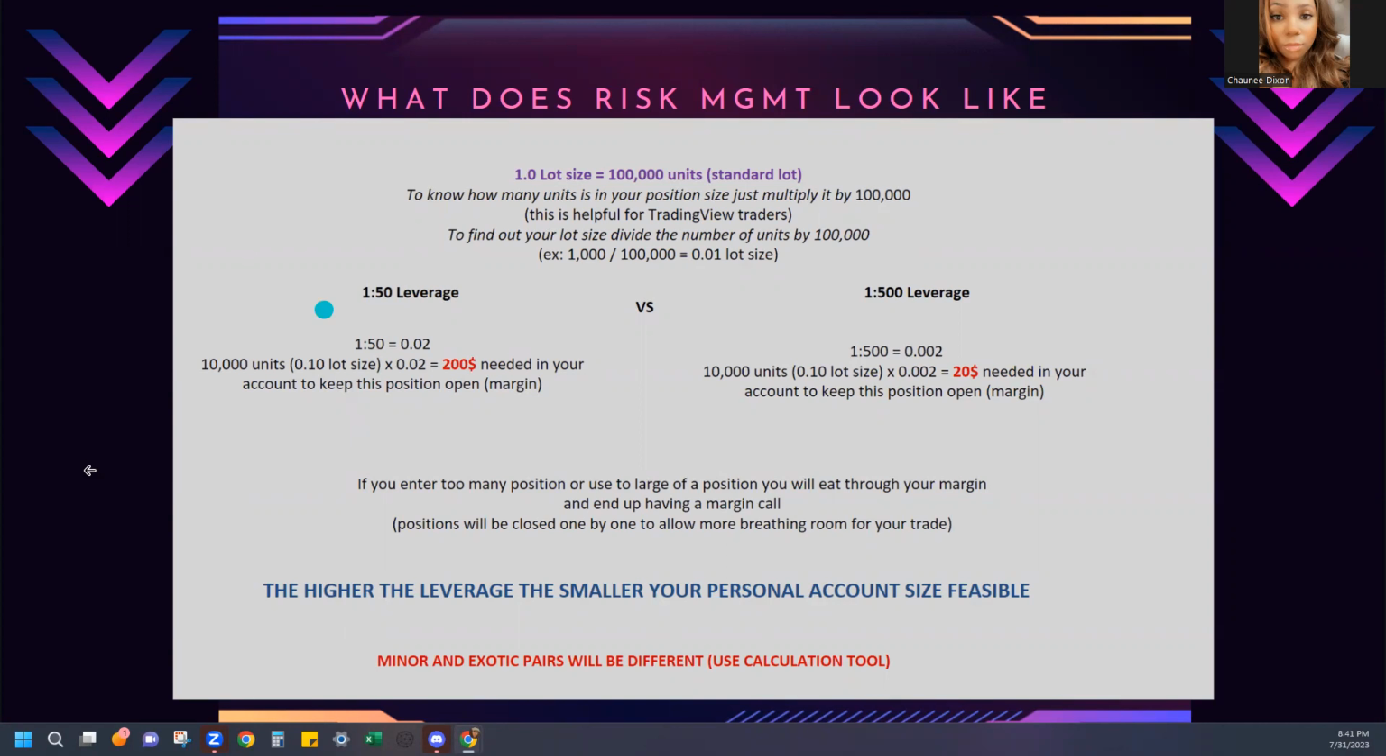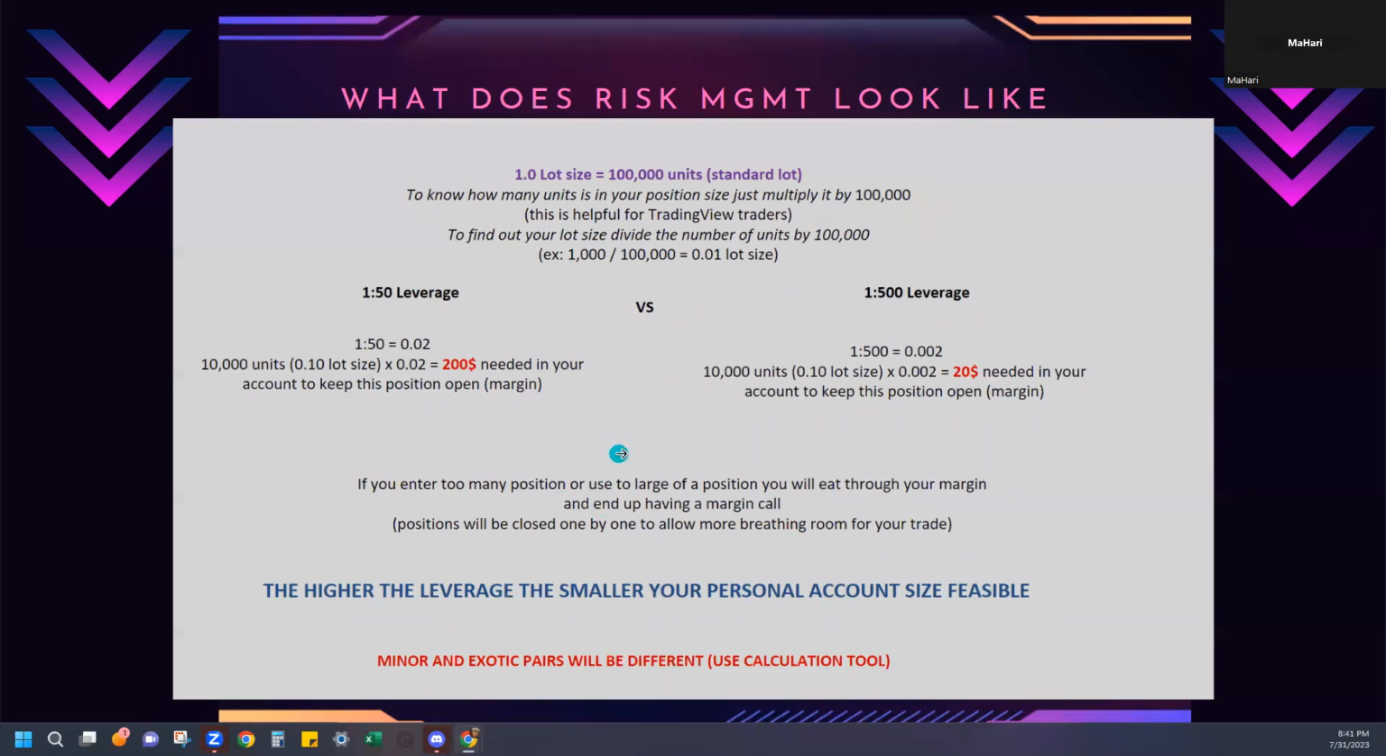So the 200 would be your margin. And then if you had $1,000 in your account, if you deduct 200 from that, the 800 will be your free margin. So you have $800 left of buying power. So every time you open a position that is a 0.10 lot size, it's taking $200 out of your margin. Does that make sense?